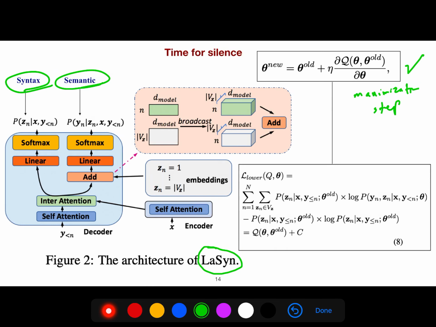Sorry for breaking the silence. Zn is the part of speech. For example, a sequence of Z1, Z2, Z3: here is a verb, here is a subject, here is a verb. So it's the part-of-speech sequence that comes with this sentence.